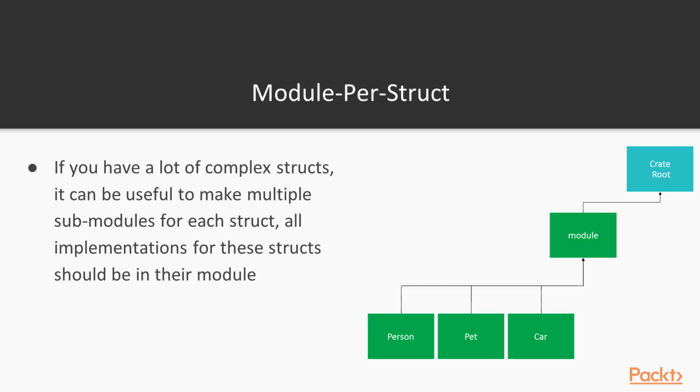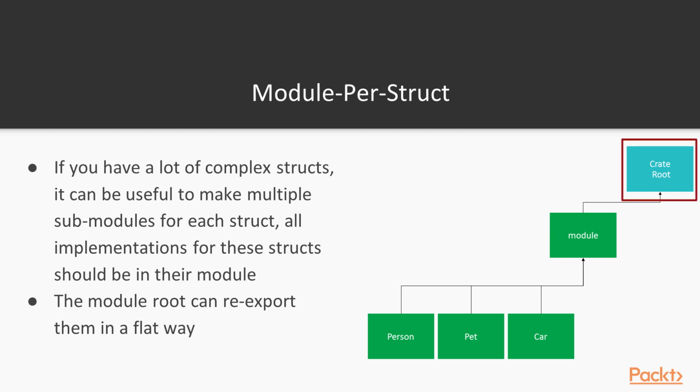If you have a lot of complex structs, it can be useful to make multiple submodules, one for each struct, and of course, this applies to other types like enums. All implementations for these types should be in their module. The module root can then re-export them in a flat way.